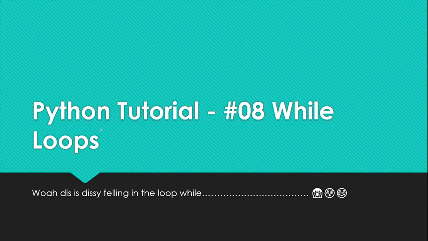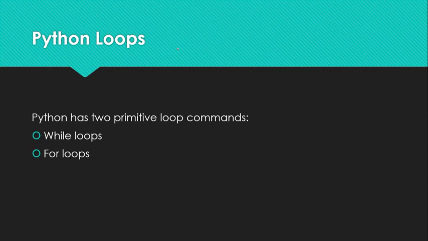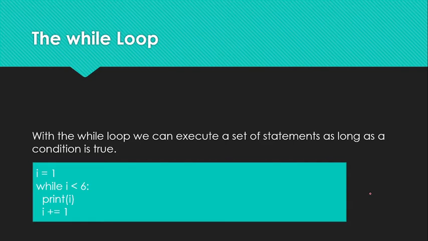So in this video we're going to be learning about Python while loops. Python loops. Python has two primitive loop commands, while loops and for loops. As you can see, we are learning about while loops today. With the while loop, we can execute a set of statements as long as the condition is true.